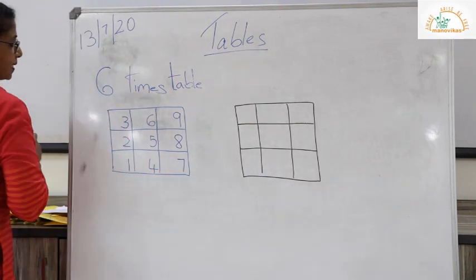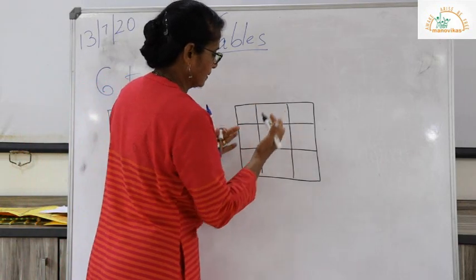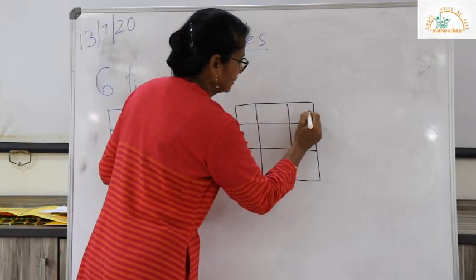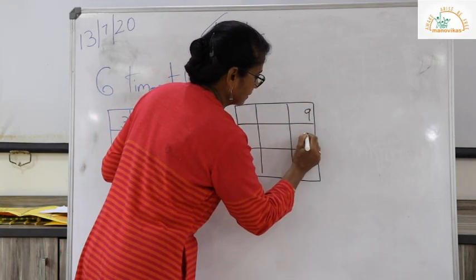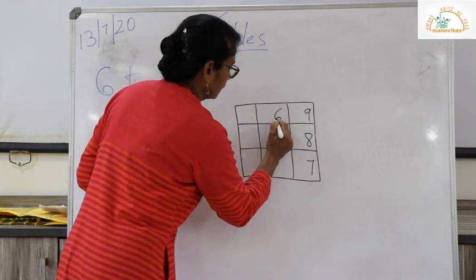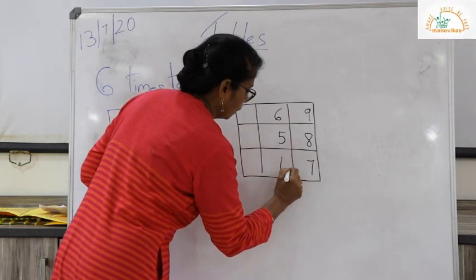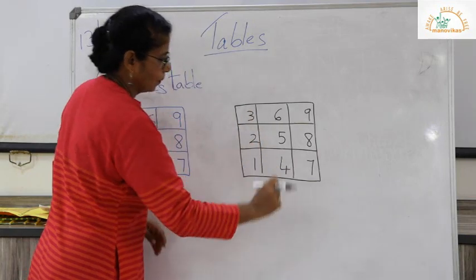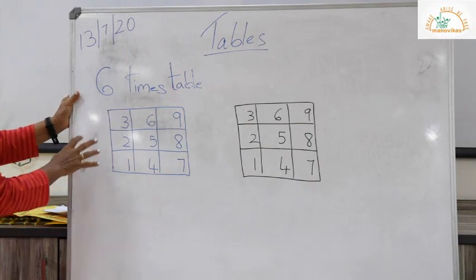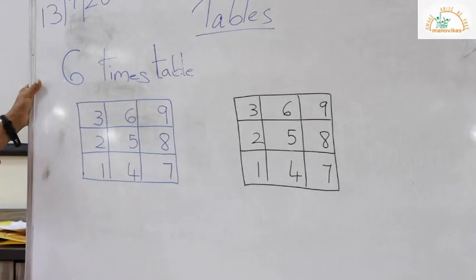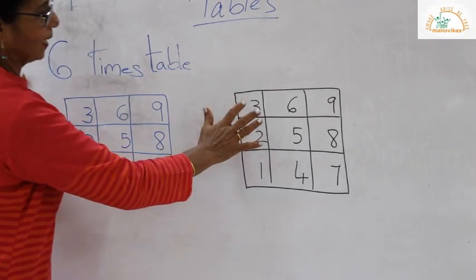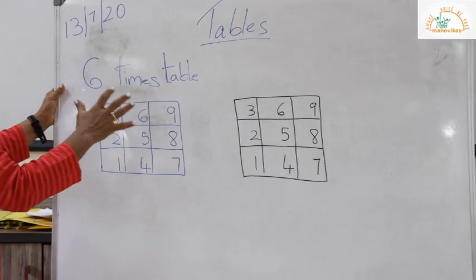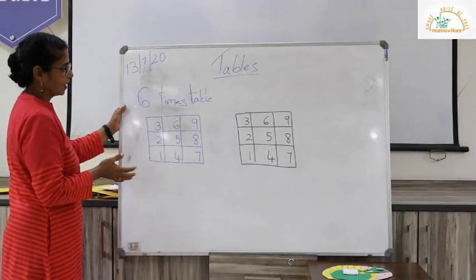Here also in your second grid, we are going to write in the same manner. We will write in descending order, that is 9, 8, 7, 6, 5, 4, 3, 2 and 1. Now we have the numbers written as 9, 8, 7, 6, 5, 4, 3, 2, 1 in the same order in the 2 grids of 3 by 3.